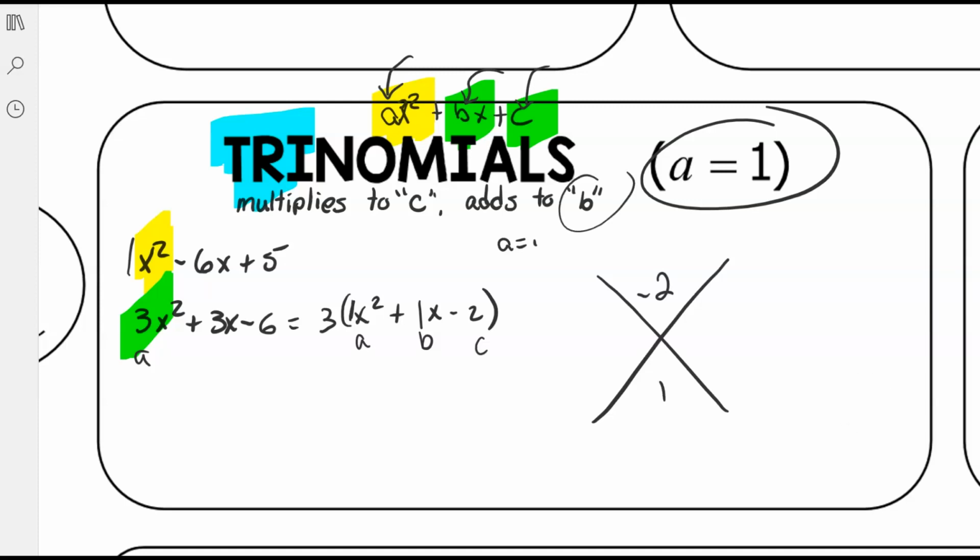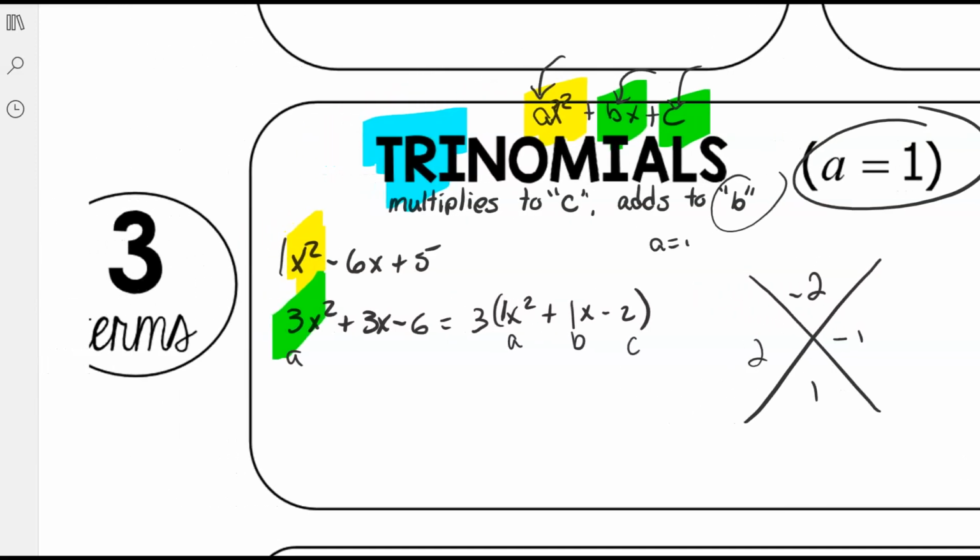2 numbers, let's see. 2 times 1 is 2. One of them has to be negative. Which one? Well, 2 minus 1 is 1. So 2 minus 1, and 2 times -1 gives you -2. So then you're going to take this 3, bring it down, and you're going to put your x. This is a positive 2.